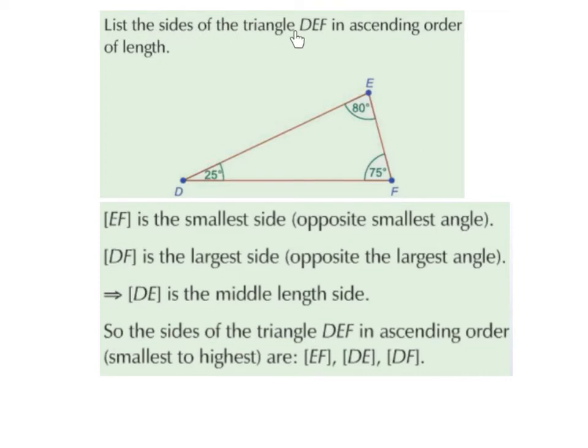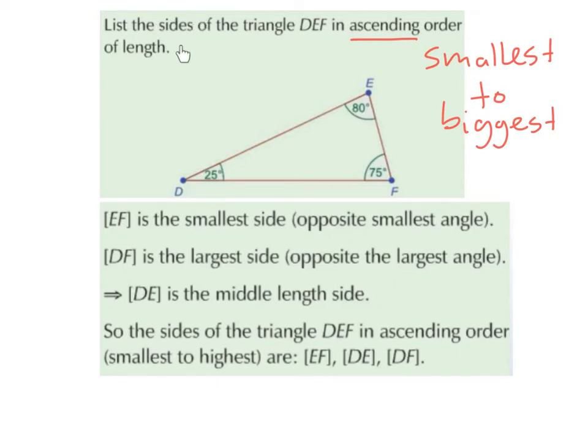List the sides of the triangle DEF in ascending order of length. So ascending being smallest to biggest. So we're interested in the sides of the triangle. However, we're not given any of the lengths of the sides. We're only given the angles of the triangle. So we want to start off with the smallest side. So therefore we have to identify the smallest angle.